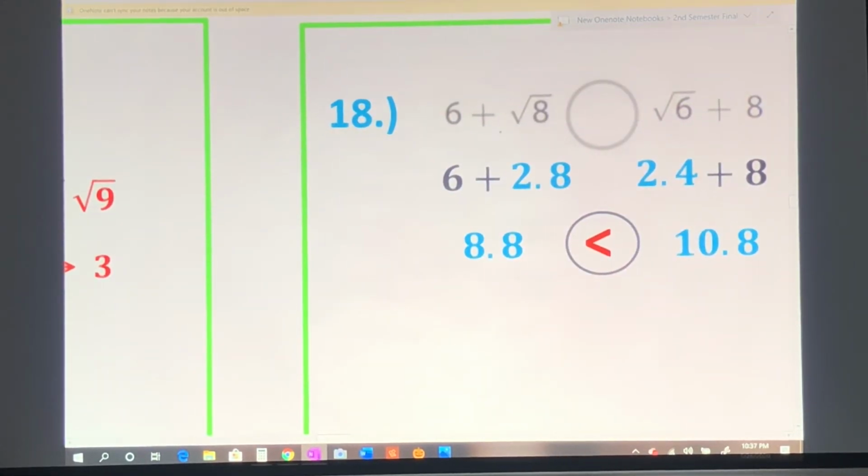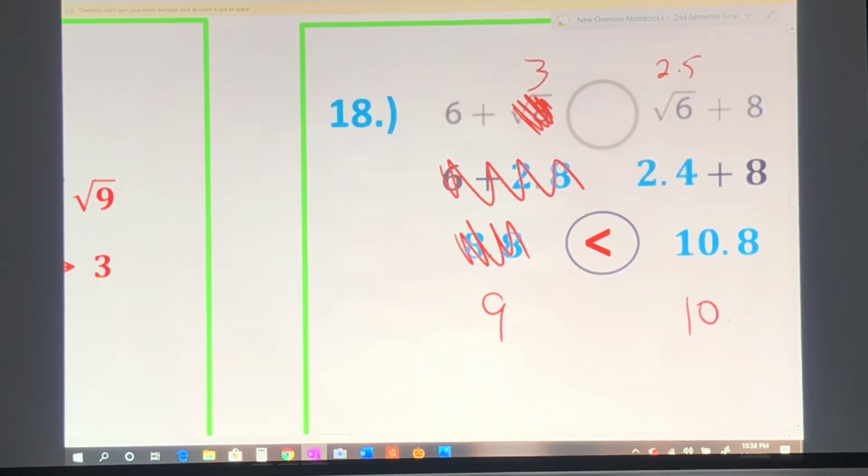Okay, 6 plus the square root of 8, it's actually 2.8, so you would have 8.8. The square root of 6 is 2.4 plus 8, so it's less than. If you said that's close to 9, which is 3, 6 plus 3 is 9. This part, we'll call it 6, we'll call that 9. The square root of 9 is 3, the square root of 4 is 2. So see how it's kind of in between? So you could call it 2.5, and it's going to be 10.5. It's still less than.